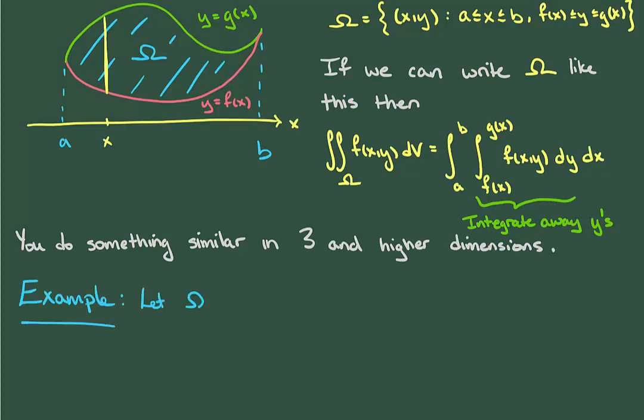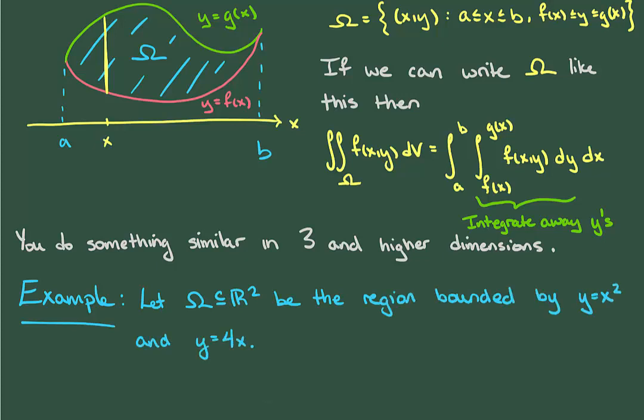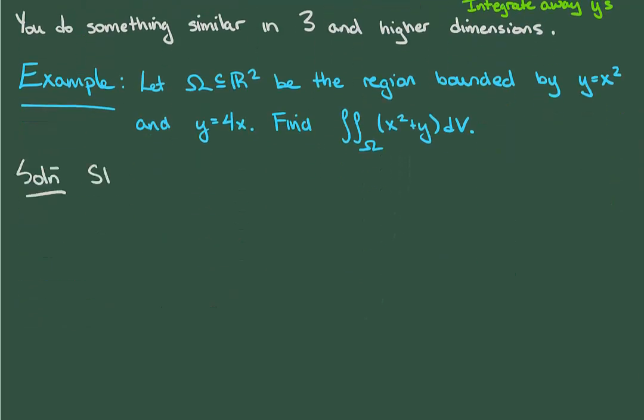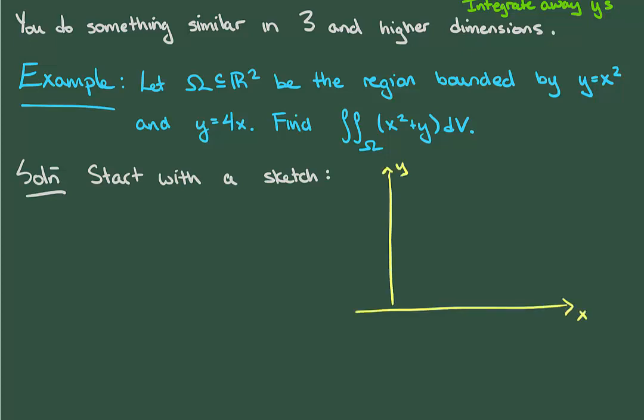To show this at work, let's let omega be the region in R2 bounded by y equals x squared and y equals 4x. Let's compute the integral of the function x squared plus y on the set omega. With these sorts of questions, you should always start with a sketch of the region. We end up getting a region in the first quadrant, which looks like this.